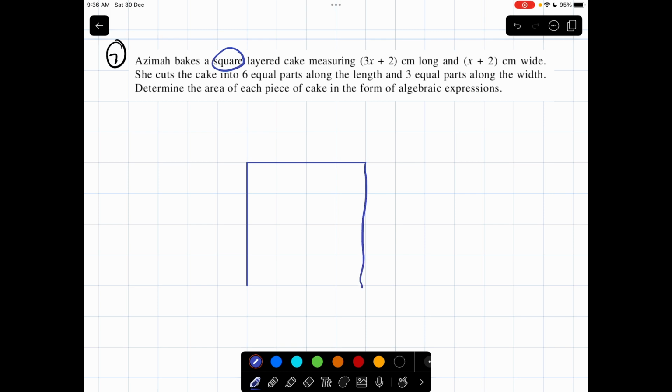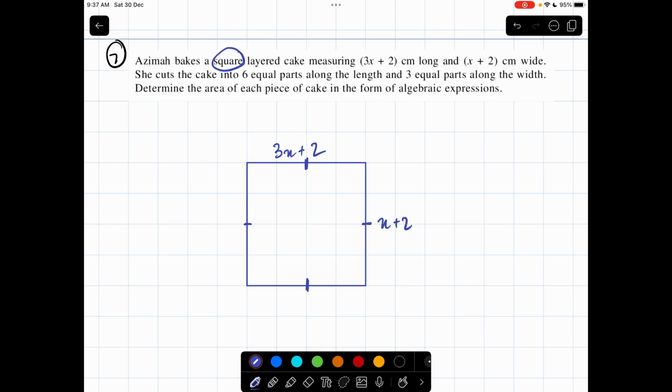Let's put a square. Do not think that I have a very good drawing skill. It's just that Notability makes drawing much easier. Square layered cake measuring 3x plus 2 centimeter long, 3x plus 2 centimeter long, and x plus 2 centimeter wide. It's important to note that all of the sides have the exact same length. And then she cuts the cake into 6 equal parts along the length.